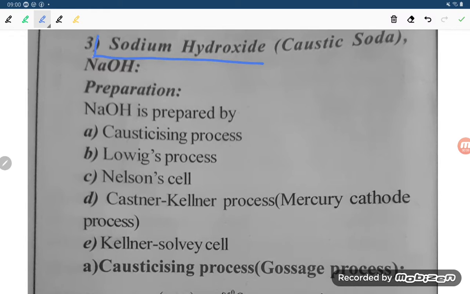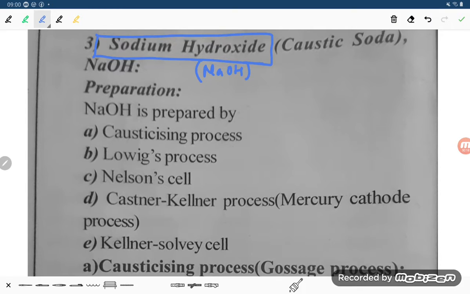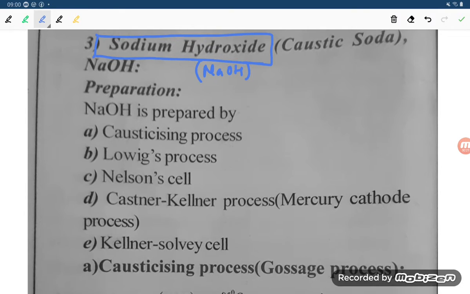Today we will study the preparation of sodium hydroxide. We know that the formula of sodium hydroxide is NaOH, and sodium hydroxide is also known as caustic soda.